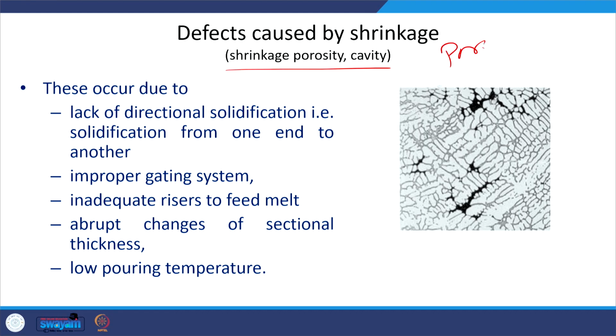The porosity in castings we find is of two types. One is gaseous porosity and the other is shrinkage porosity.